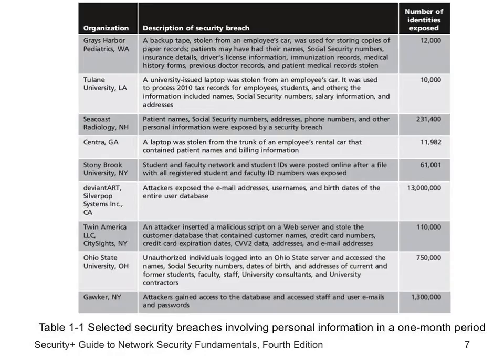So here's just a list of some of the security breaches that have been recorded and how many identities have been stolen or lost. There's Grays Harbor, Tulane University, where 10,000 student records and employee records were lost. Here's one, DeviantArt. DeviantArt is a website where you can upload your own art that you make with GIMP or with Photoshop, like weird stuff. 13 million email accounts and birth dates were exposed, lost. This is not even the latest. This is an old list.